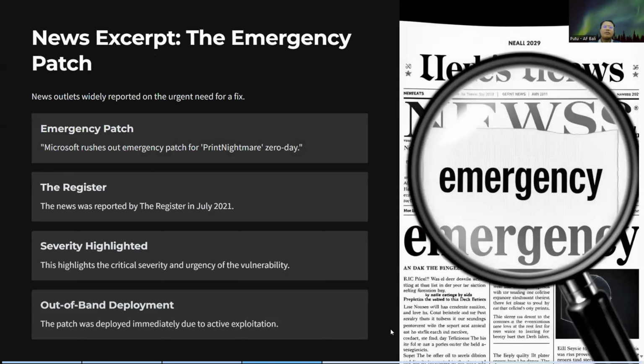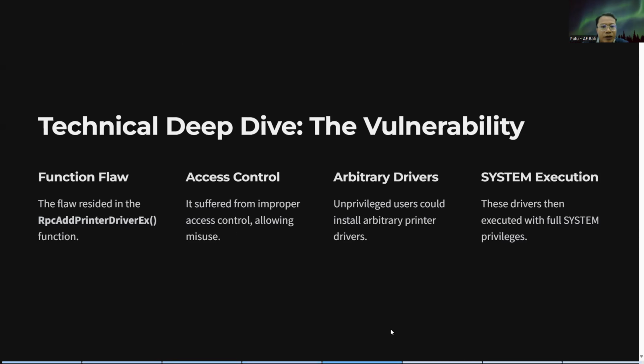And the news excerpt on the emergency patch: Microsoft rushed out an emergency patch for the PrintNightmare zero-day, and the news was reported in The Register in July 2021. The problem was highlighted as critical in severity and urgency, and the patch was deployed immediately due to active exploitation.